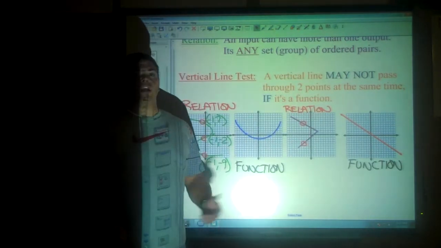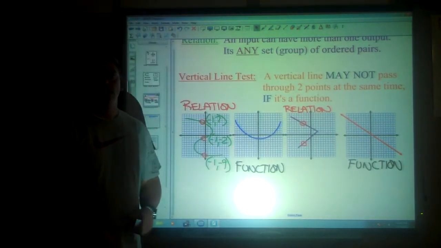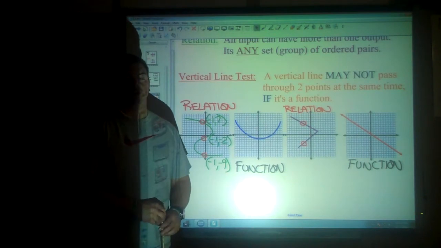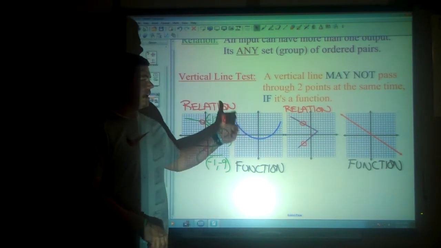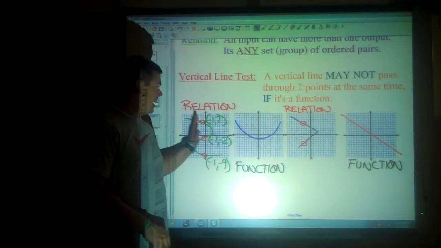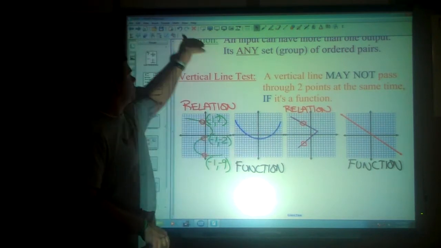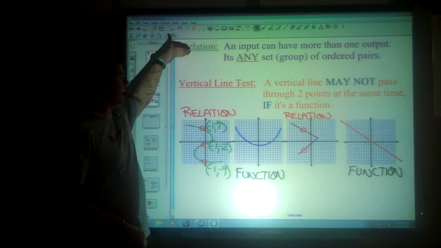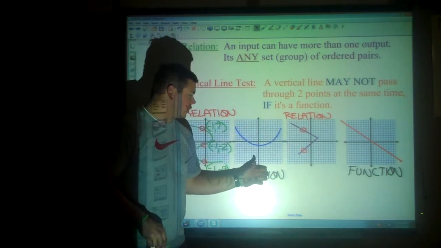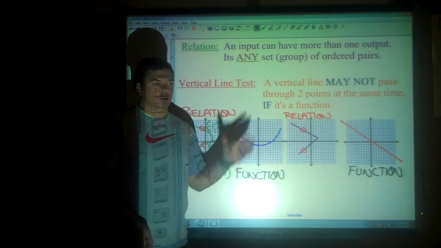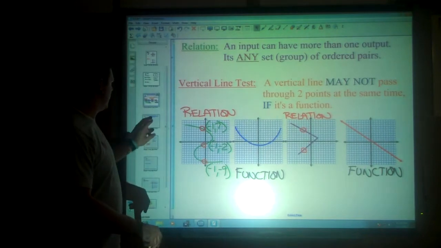So what if you're given an equation and it says, is the equation a function or not? Or is it a relation? You could make an input-output table and graph it. If it doesn't pass the vertical line test, then it must be a relation. If it does pass the vertical line test, then it's a function. It all depends on whether it crosses more than one point at a time with your vertical line.